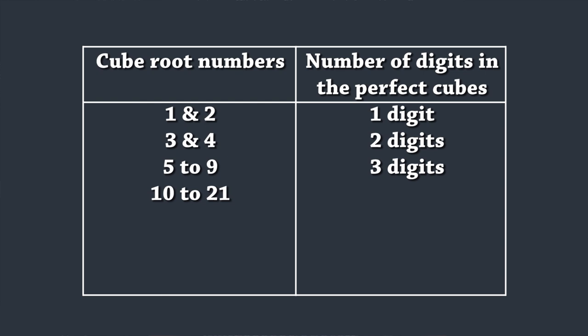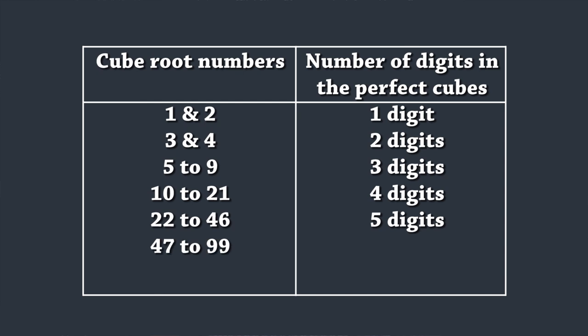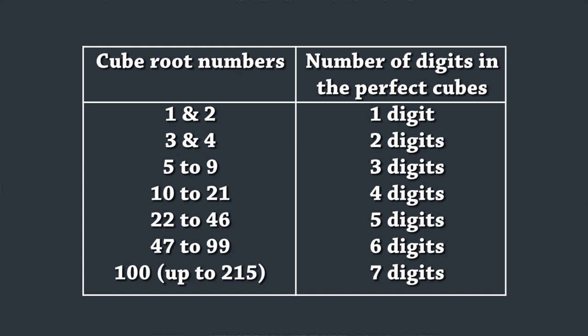10 to 21 contain four digits. 22 to 46 contain five digits. 47 to 99 contain six digits. And 100 up to 215 contain 7 digits.